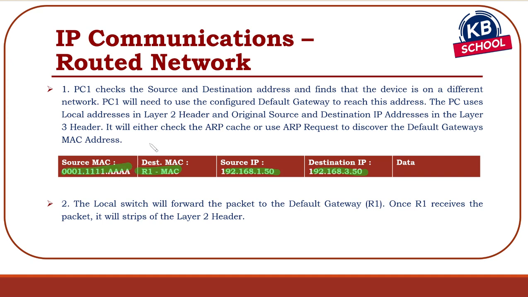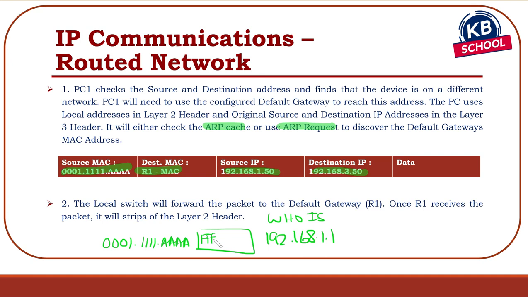All right, the PC uses a local address in the layer 2 header and the original source IP and destination IP address in the layer 3 header. It will either check the ARP cache or send an ARP request. ARP request for whom? My default gateway. So let's say my default gateway was 192.168.1.1. It's going to send an ARP request saying who is 192.168.1.1, with a source MAC of the PC, just like we did for the destination PC, with a destination MAC address of all Fs.